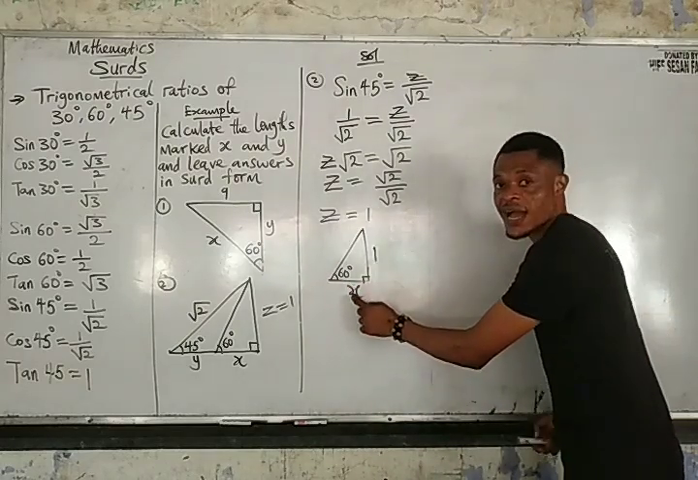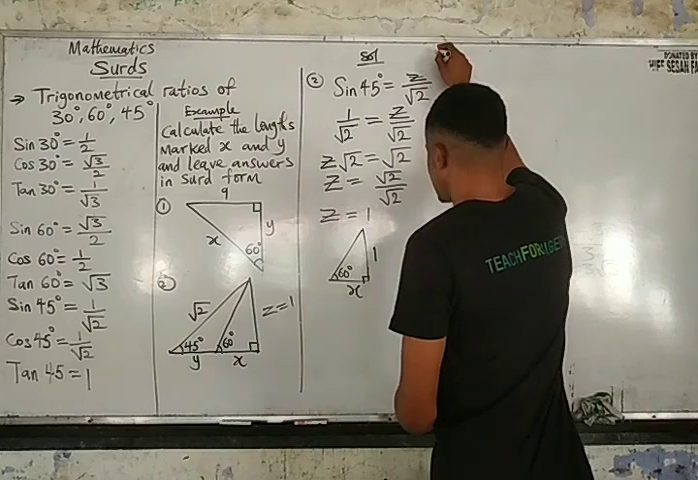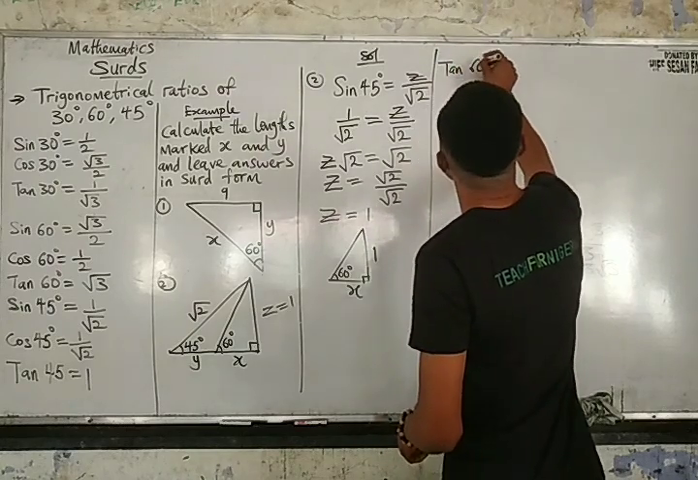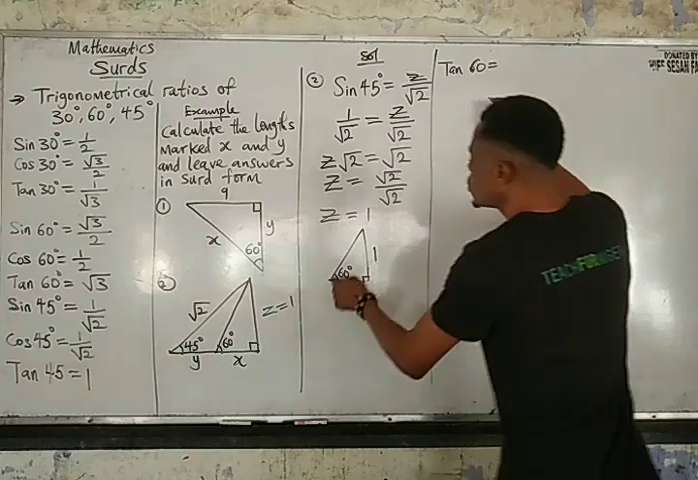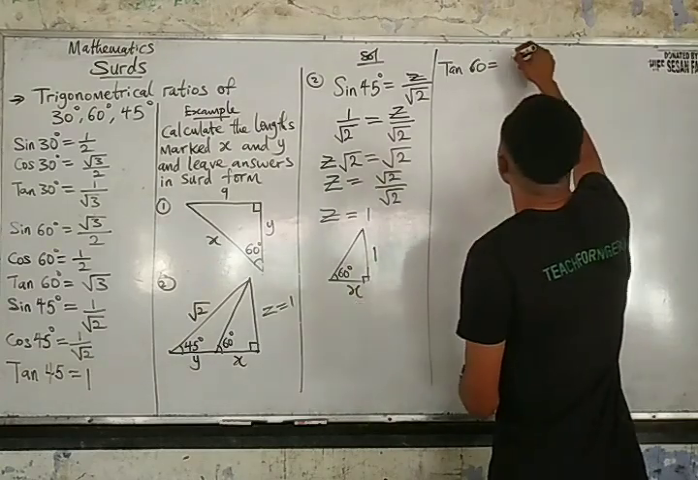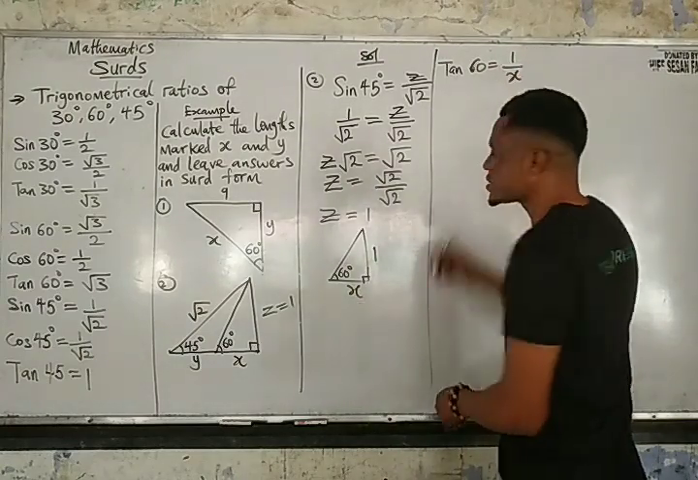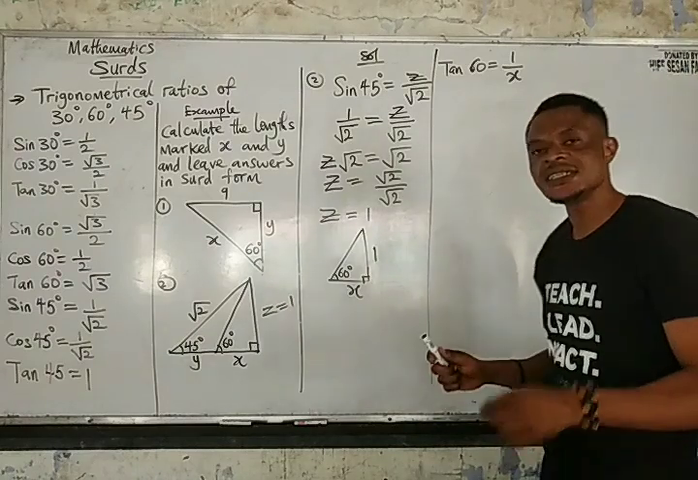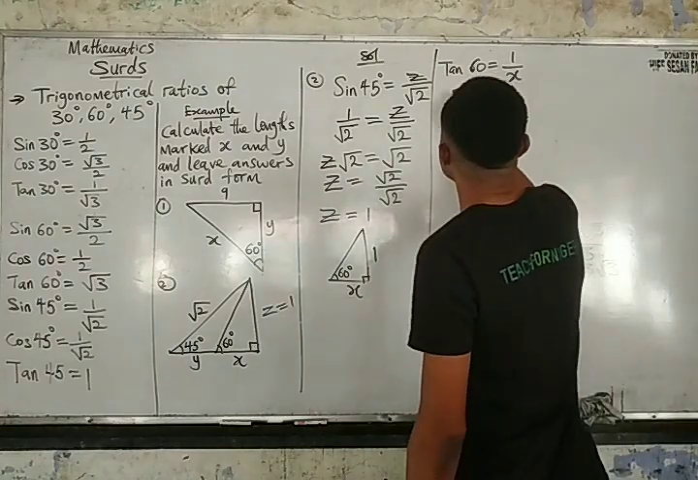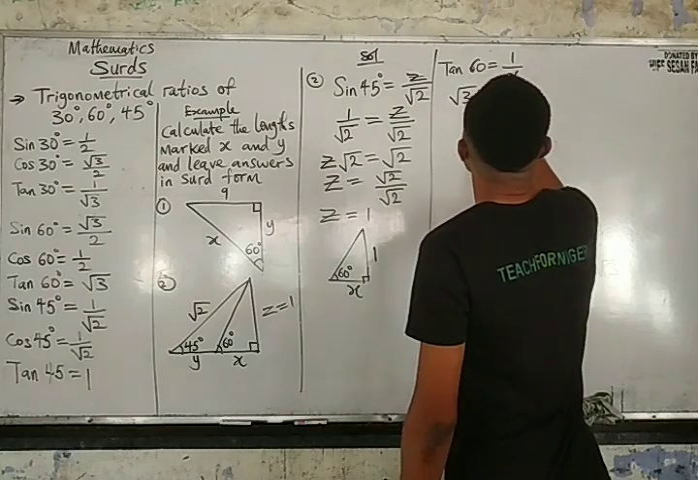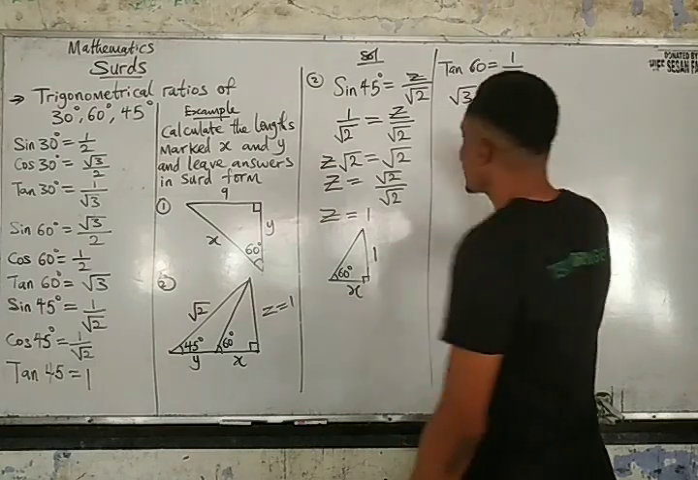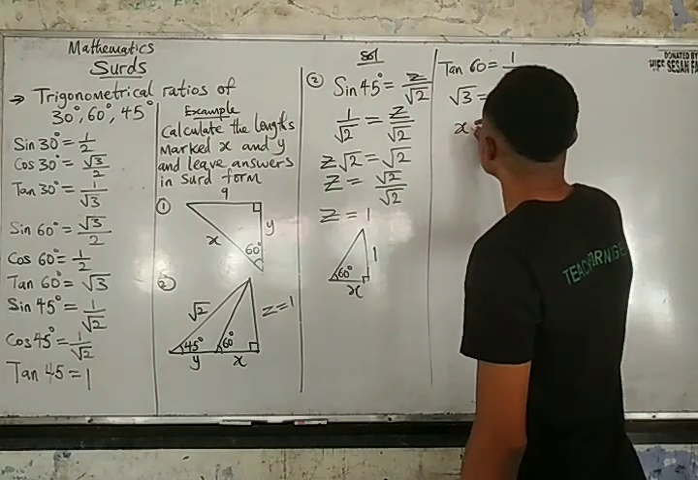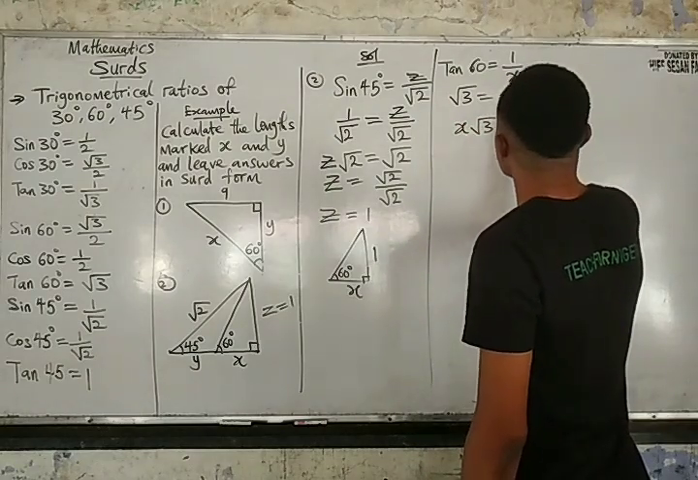Tan is opposite over adjacent. So we have tan 60 equals opposite over adjacent, 1 all over x. Now what is the value of tan 60? Tan 60 is root 3. We have root 3 equal to 1 all over x. So when you cross multiply, we have x root 3 equal to 1.